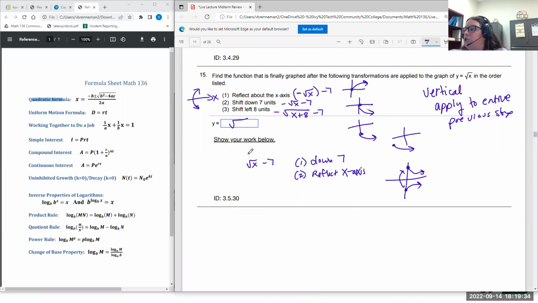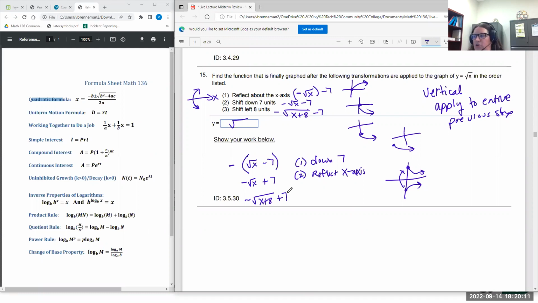But when I do the reflection, I have to apply that negative to the whole previous step. So that turns it into a negative square root of x, but then plus 7 instead of minus 7. And then if I do the shift left, it's still going to change it to an x plus 8. So you have to watch, specifically if you have a vertical reflection coming after a vertical shift, the reflection is going to also switch the direction of the shift.